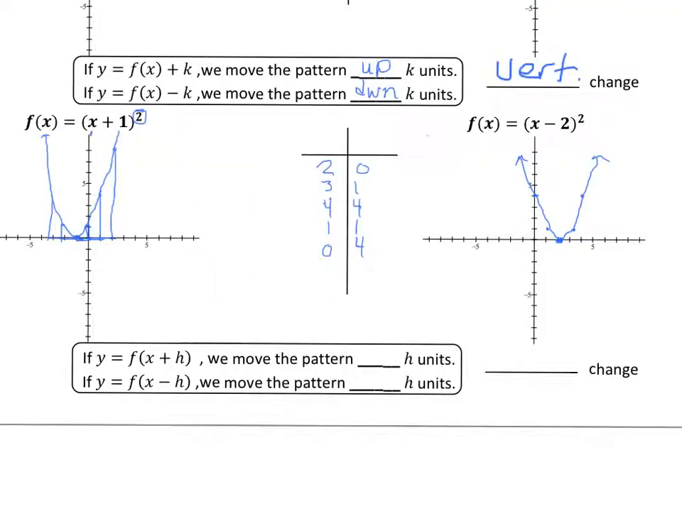If we add h to the inside of the other parenthesis, then we move the pattern to the left, left h units. And if it's a minus on the inside, then that is to the right h units. This is what we call a horizontal change, or a shift, actually. I like the term shift more than change. So outside is a vertical shift, moves it up and down. Inside is a horizontal shift, left and right. Again, opposite of what you'd think. All right, so far so good? Sweet.